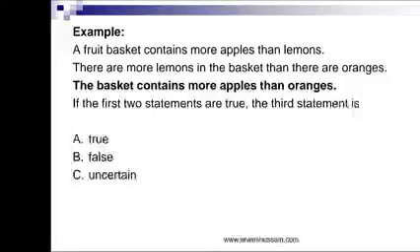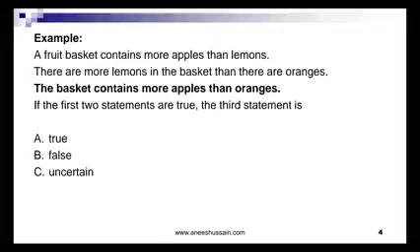So let's try some examples. Now the first example says a fruit basket contains more apples than lemons, which means the number of apples is greater than the number of lemons. Then it says there are more lemons in the basket than there are oranges. The lemon is greater than orange. And then this is the conclusion, the third statement: the basket contains more apples than oranges. Is this correct? Yes, it is.